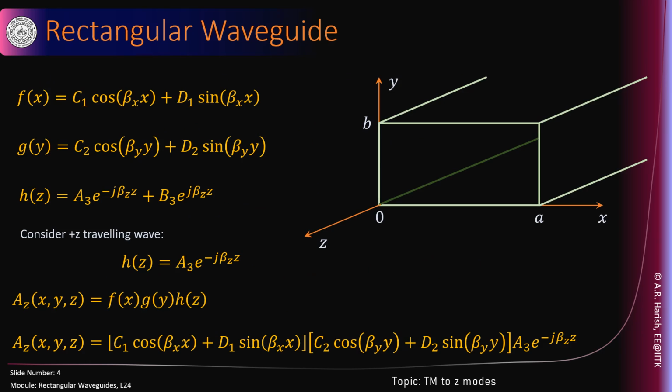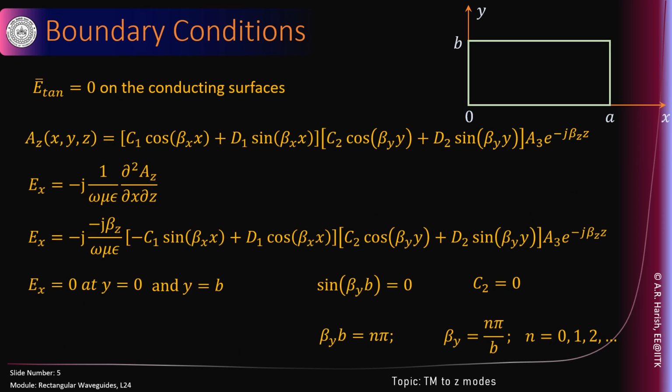The next step is to go to the boundary value problem, rectangular waveguide, and write down the solutions for f(x), g(y), h(z). We choose a positive z traveling wave, therefore we choose h(z) as e to the power of minus j beta z z, and write the equation for Az in terms of beta x, beta y, beta z, c1, d1, c2, and d2. We have to evaluate all these constants. Good. What is the method we're going to use? We're going to apply the boundary condition.